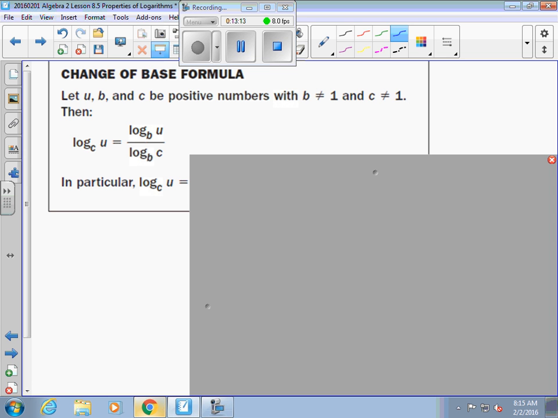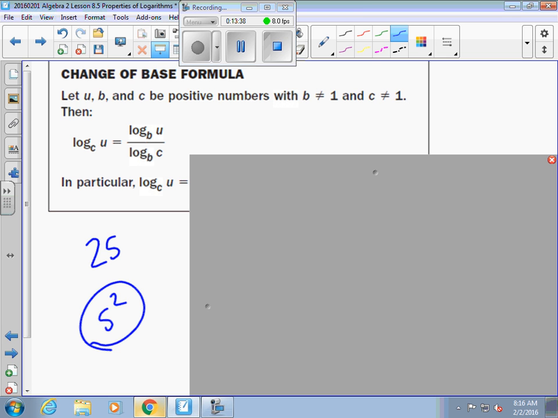Okay, the change of base formula. Anytime you have different bases, up to this point we've been dealing with things that have the same base or easy changes of base. What I mean by that is changing the number 25 into 5 squared. That's an easy change of base. Sometimes it won't be quite that easy. You won't have that luxury.